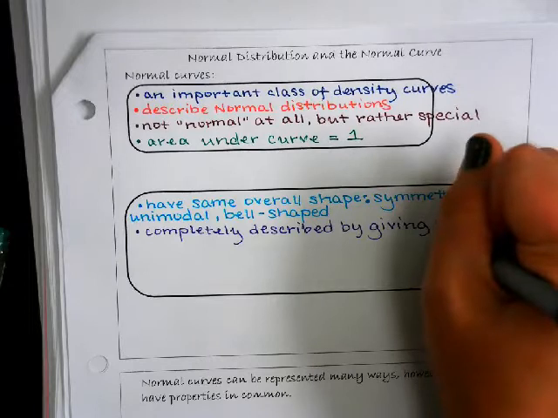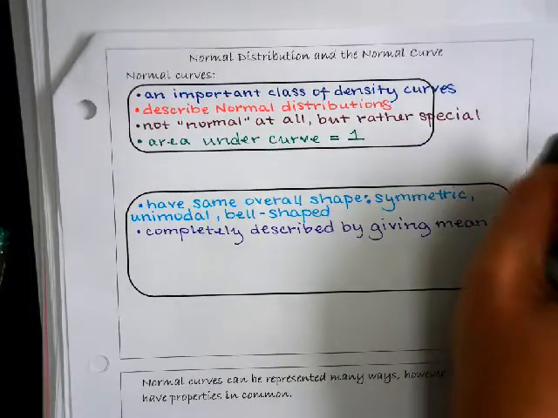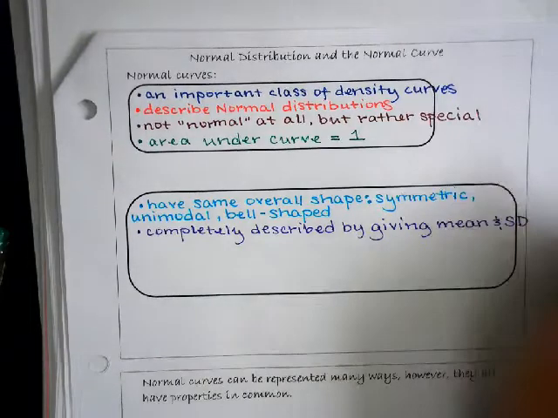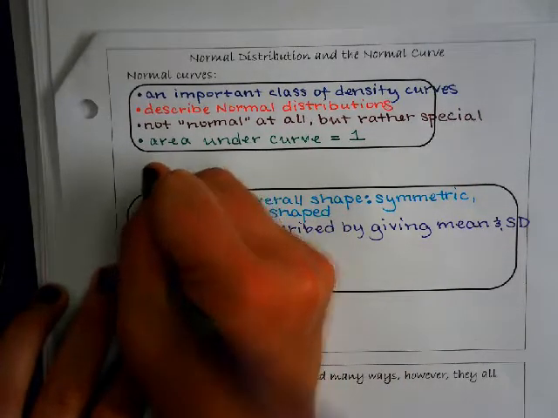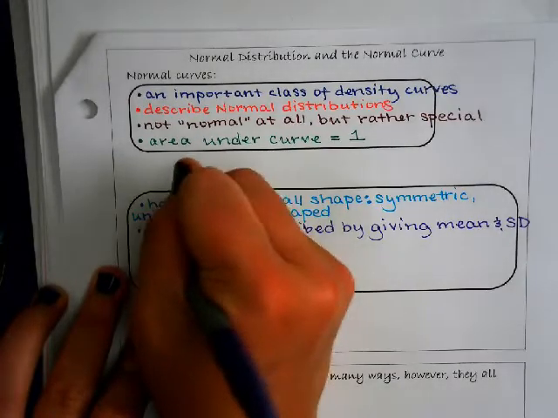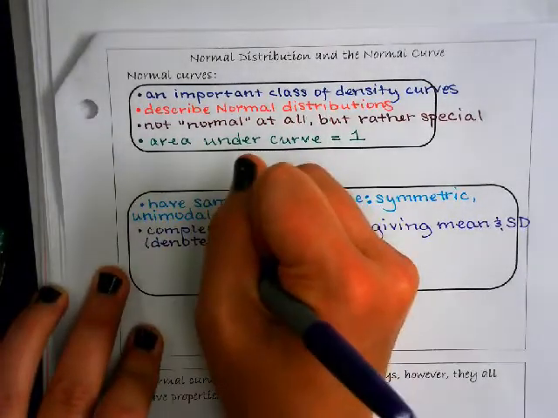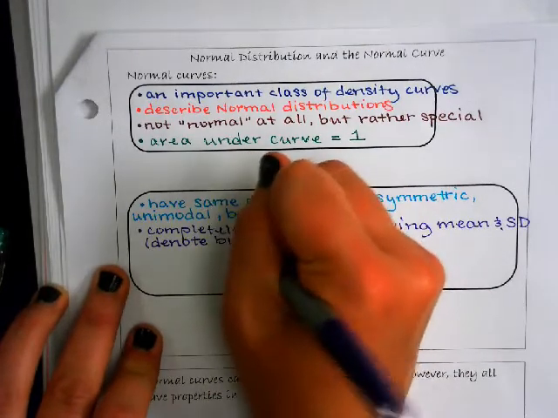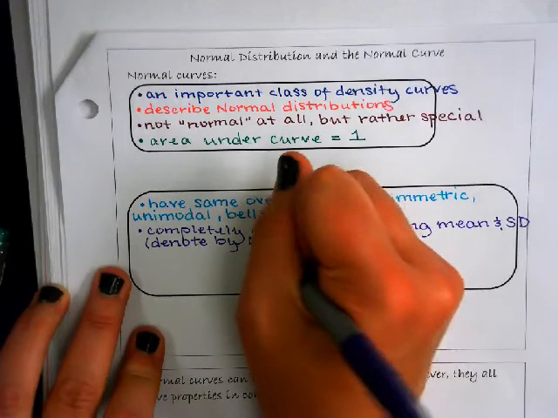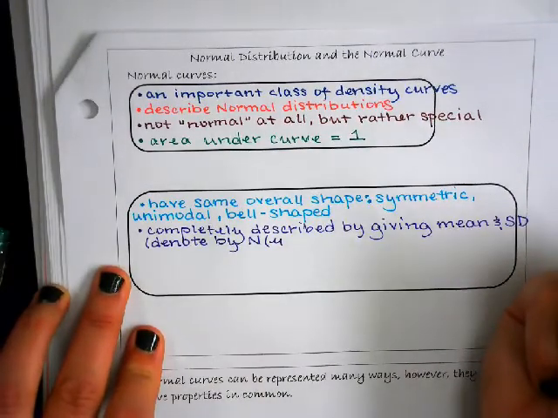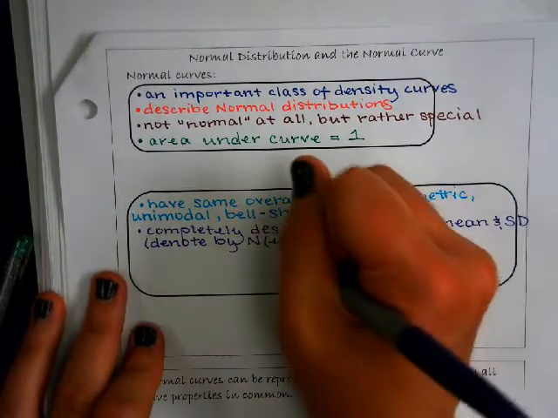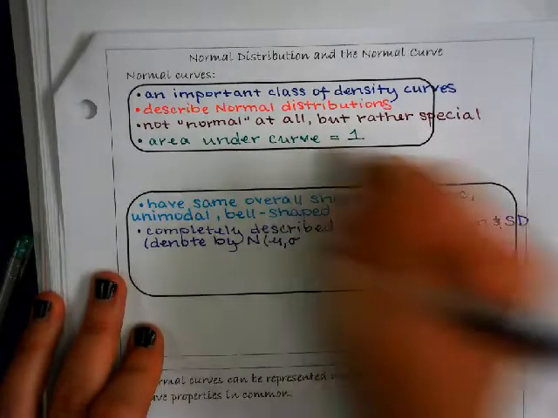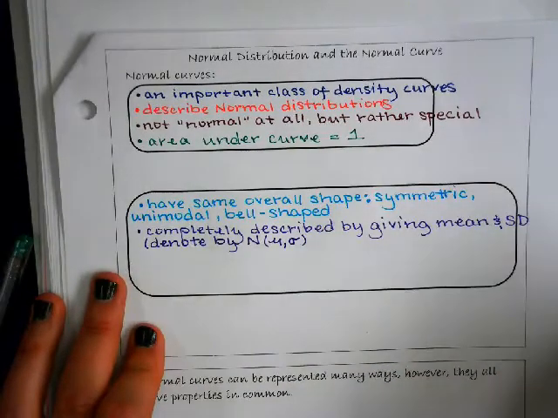I'm going to abbreviate standard deviation as SD. We denote this by putting a capital N for normal, parentheses, that's mu, the Greek letter mu. It's now our notation for mean, and then sigma, the Greek letter sigma, which we're going to use for standard deviation. And we put that next to our sketched curve.